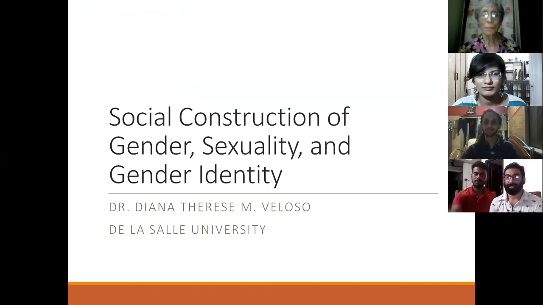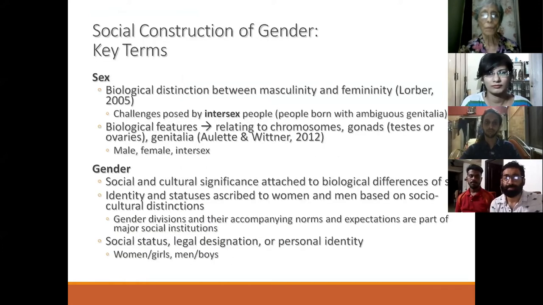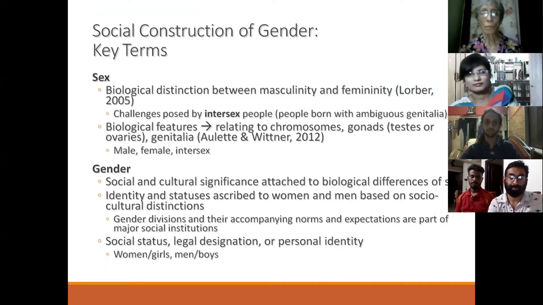I'll just be sharing some basic concepts on the social construction of gender, sexuality, and gender identity, just so we can see how issues relating to gender and sexuality are viewed from a social scientific lens. It's important to always begin with how we use certain key terms with regard to the social construction of gender, also to clarify any misperception.